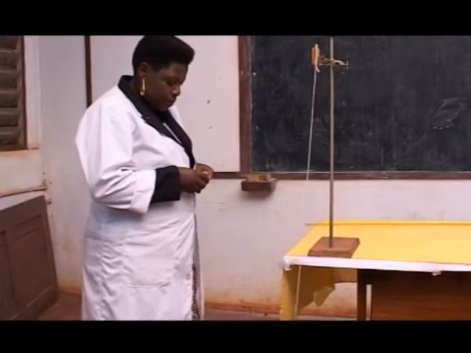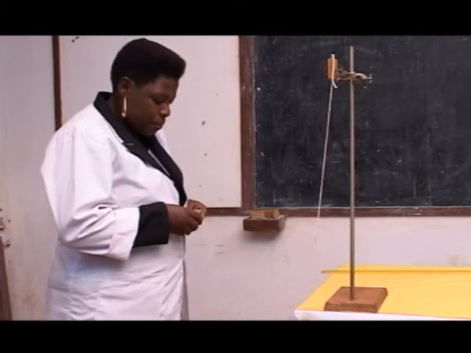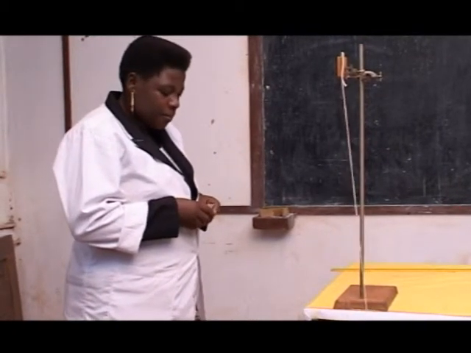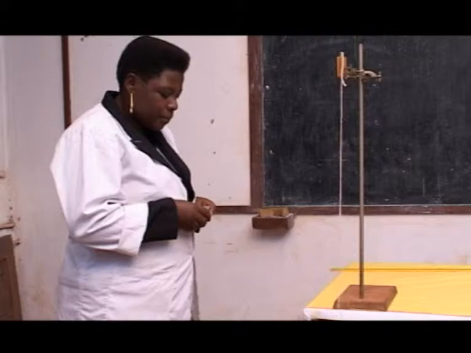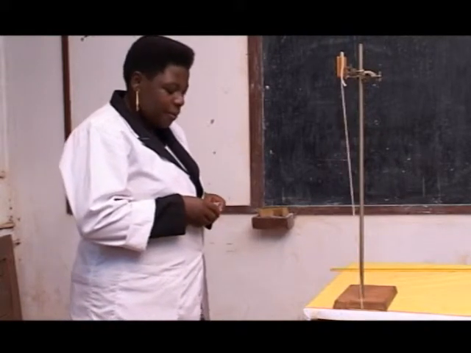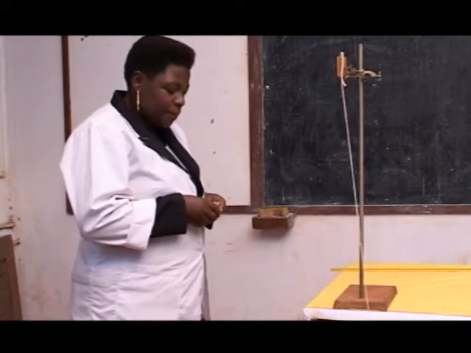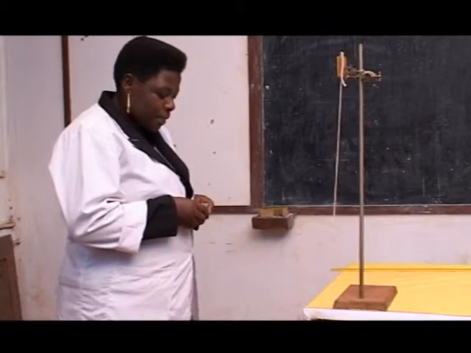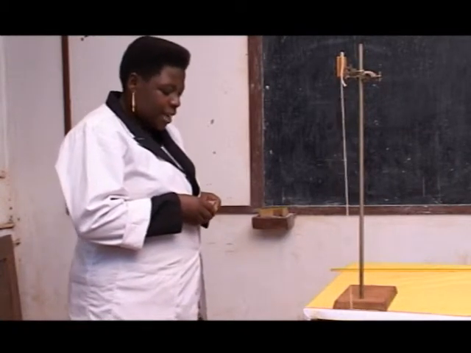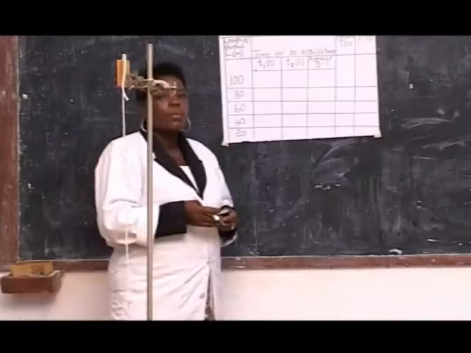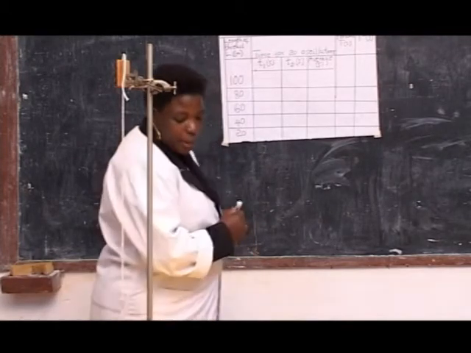1, 2, 3, 4, 5, 6, 7, 8, 9, 10, 11, 12, 13, 14, 15, 16, 17, 18, 19, 20. For 20 oscillations, the time was 40.1 seconds.